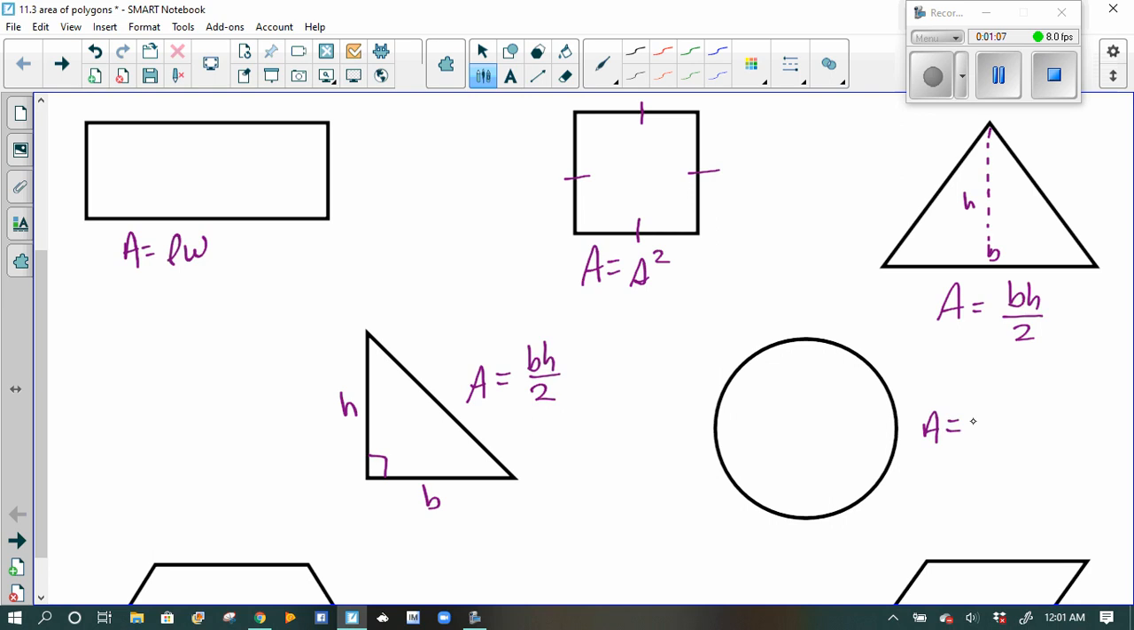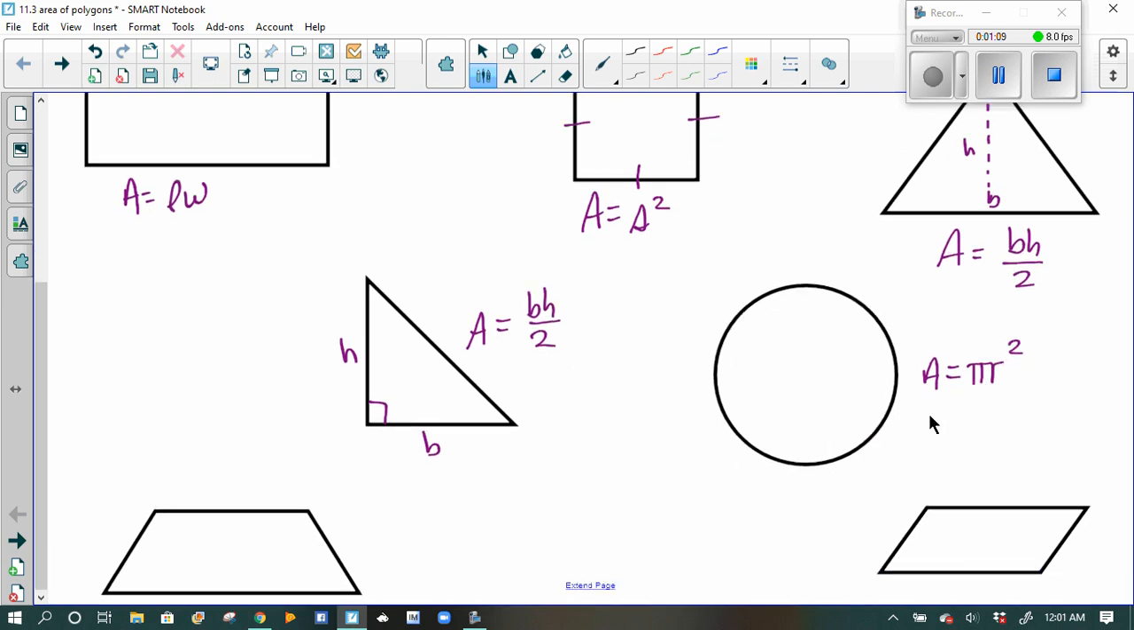Your area of a circle, pi r squared. The area of a trapezoid is base 1 plus base 2 divided by 2 times your height. So here's your base 1, here's your base 2. Your height is going to be this piece right here. So basically in a trapezoid you can almost divide it into a rectangle and triangles. And then we have the area of a parallelogram, which is base times height, where the base is down here and the height is perpendicular to the base. These pieces right here are not your height, okay?